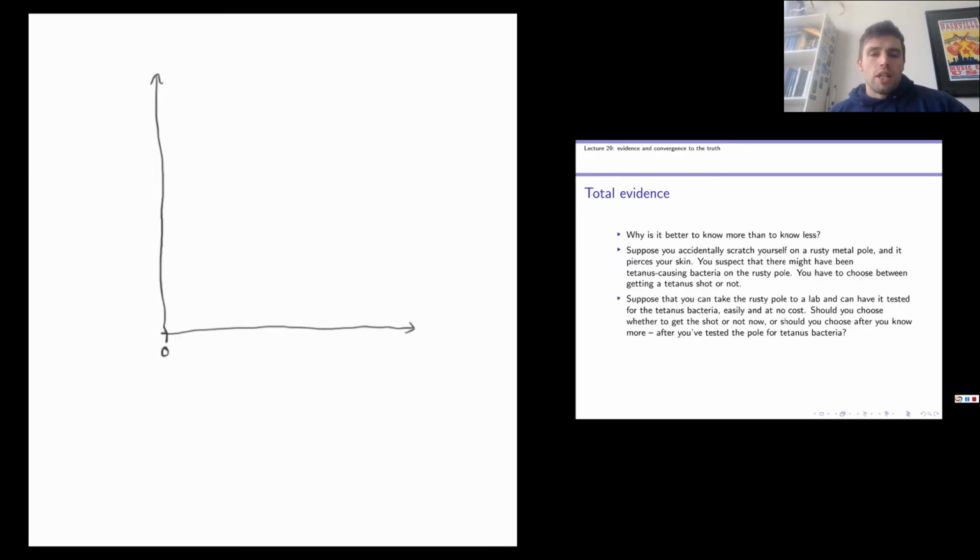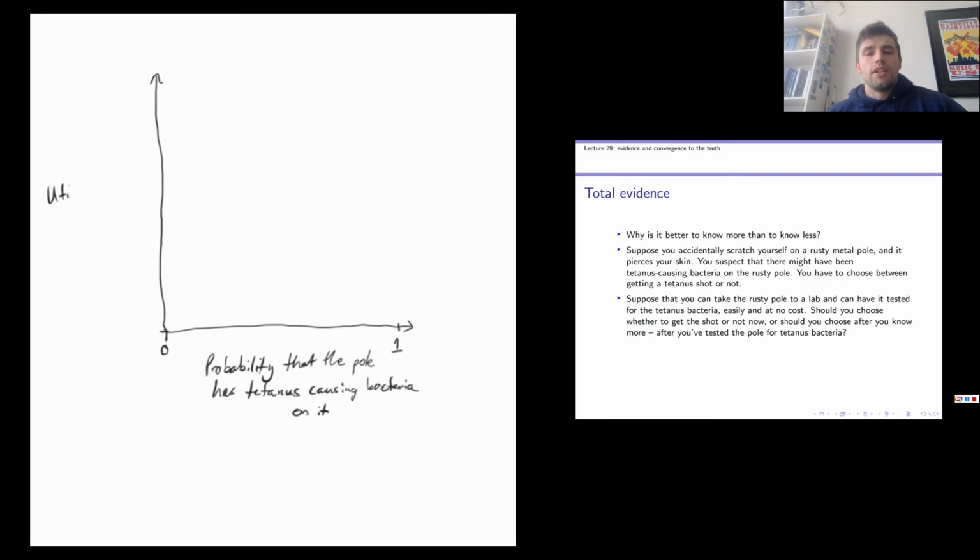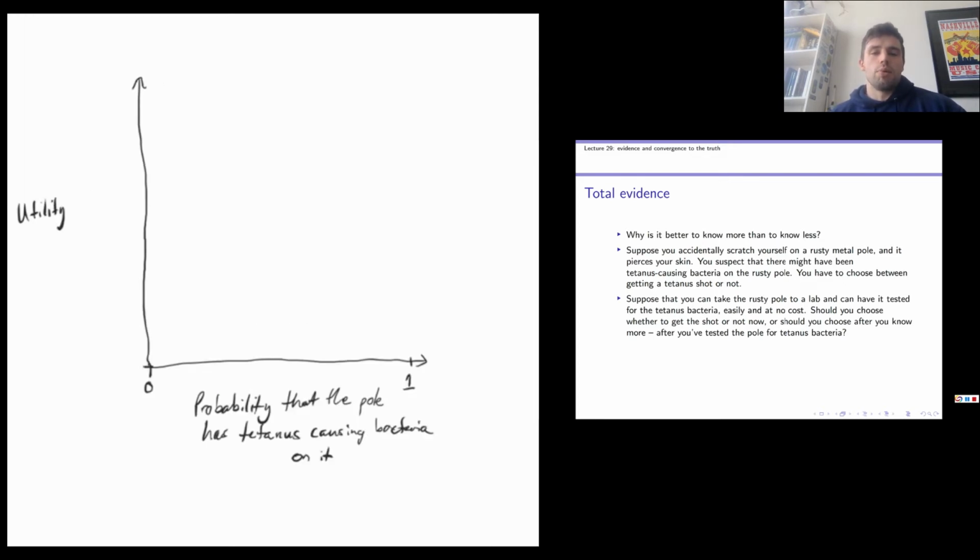Probability from 0 to 1 is our x-axis, and utility is on the y-axis. The probability here is the probability that there was tetanus-causing bacteria on the pole, and the utility is in terms of whether we get the tetanus shot or not, so the decision we're trying to make here. Now, if the probability that there were tetanus-causing bacteria on the pole is 0, you would prefer not to get the shot than to get the shot because it's uncomfortable for you, and you wouldn't need it anyway in that case. So your utility for getting the shot is lower than your utility for not getting the shot. So let's represent the expected utility of getting the shot as this red line, and the expected utility of not getting the shot as this blue line.